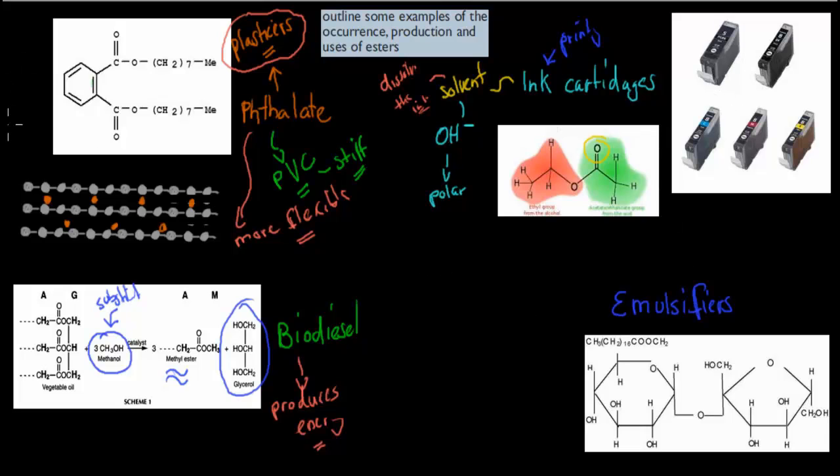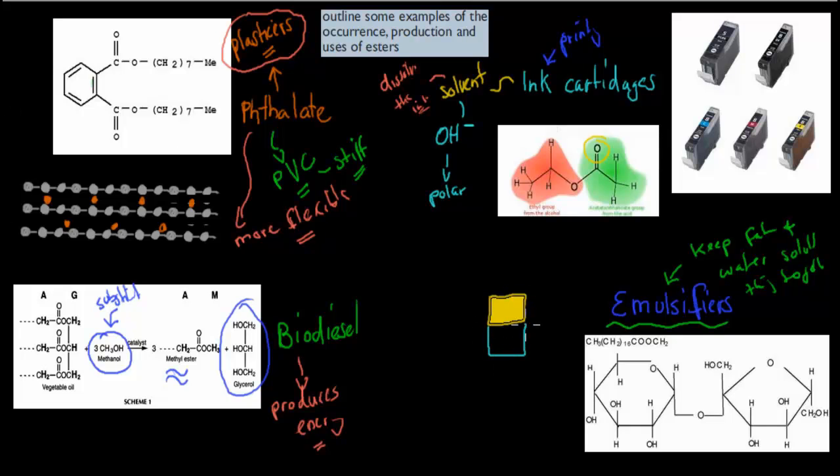And another use was the emulsifiers. Emulsifiers are things that keep fat and water-soluble things together. So if we've got fat somewhere, and then we've got water somewhere, the problem is they're going to separate. They're not going to mix, right? Water and fat don't like each other. They're going to stay separated, so no mixing will occur.